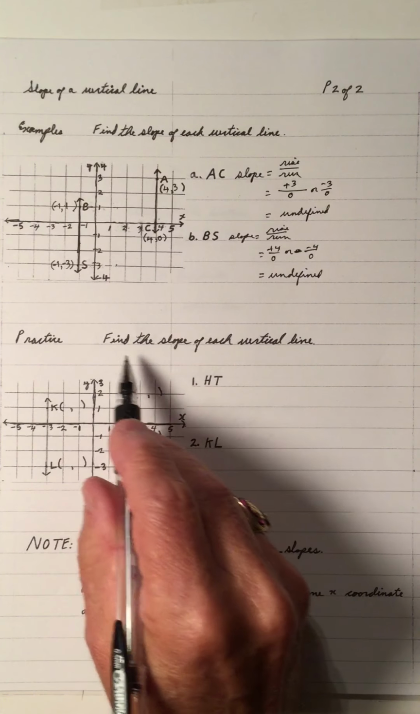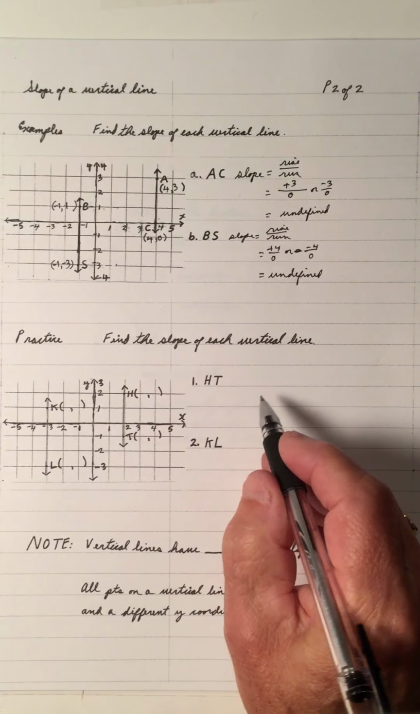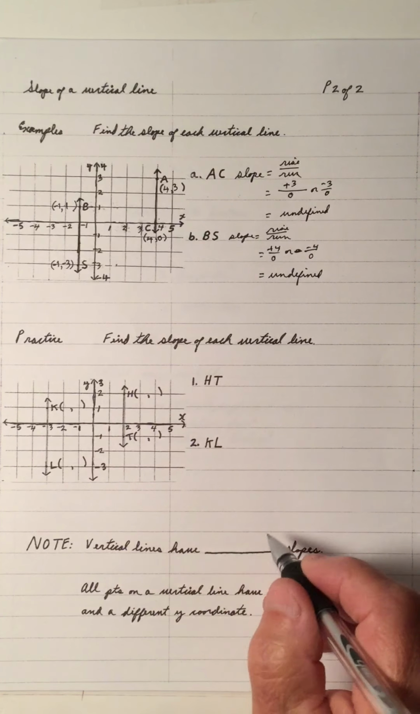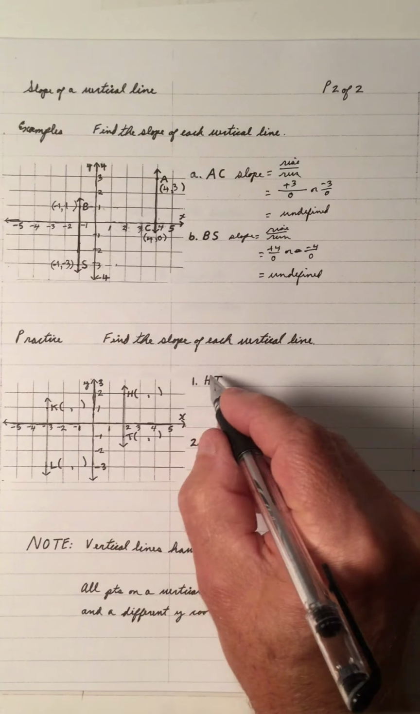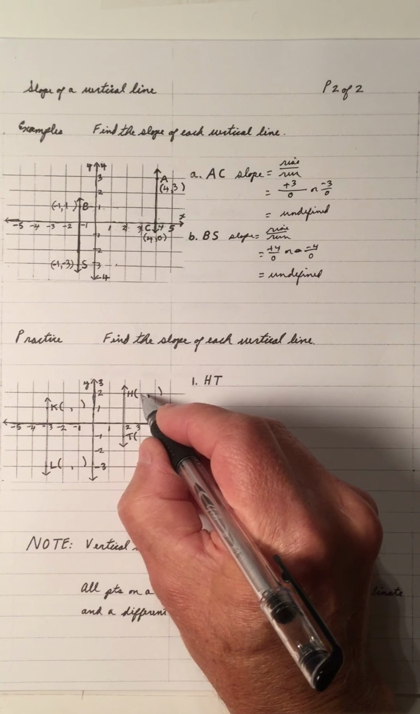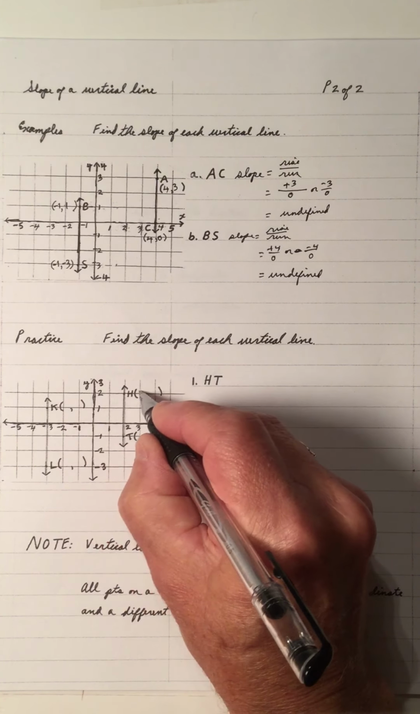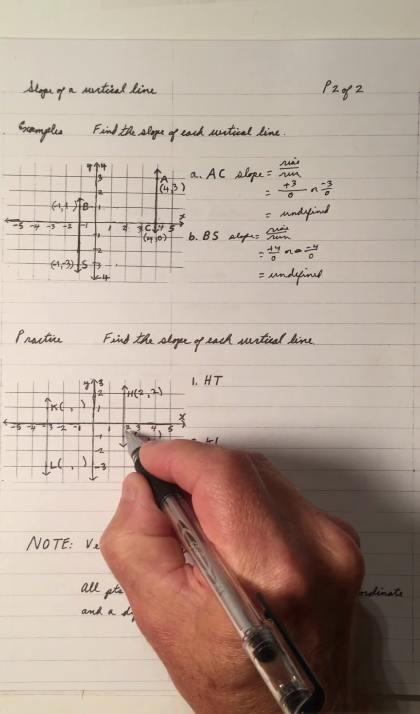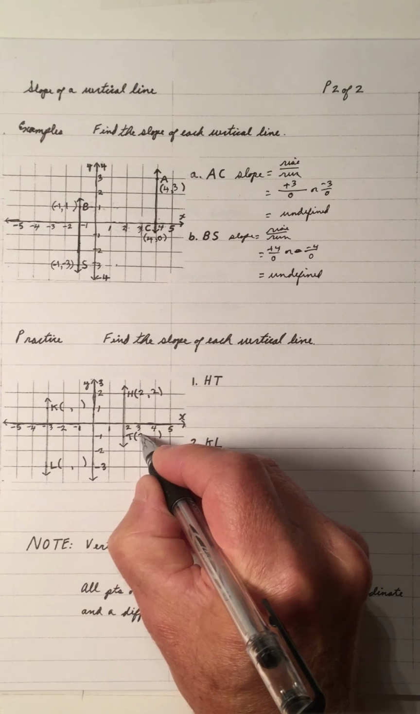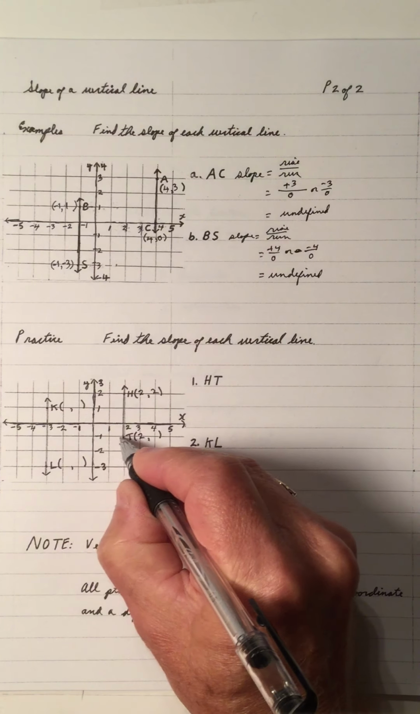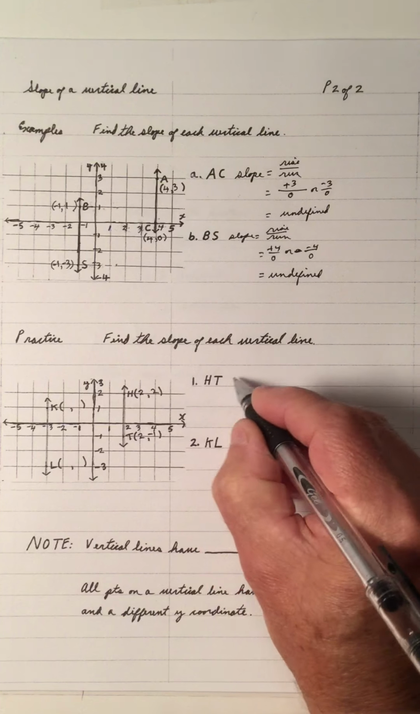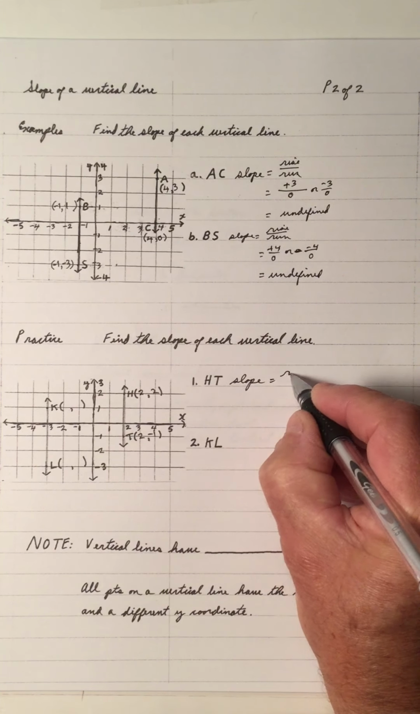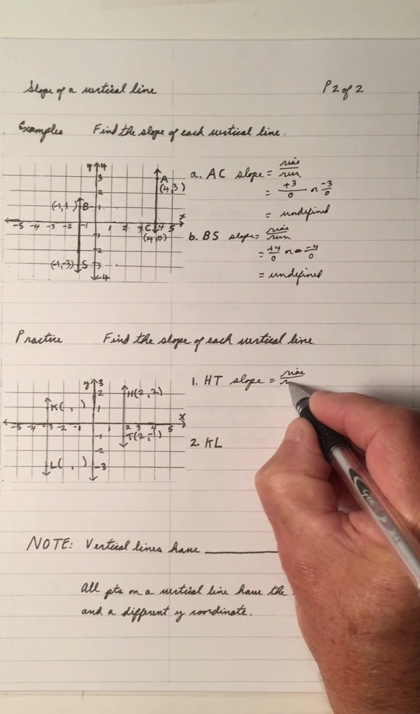Practice. Find the slope of each vertical line. So here we go. Remember, practice means pause the video, work them out, and play back to see if your answer is right. The coordinate of H is x is 2 and y is 2. And the coordinate of T, x is 2 and y is negative 1. And the slope of that vertical line is rise over run.